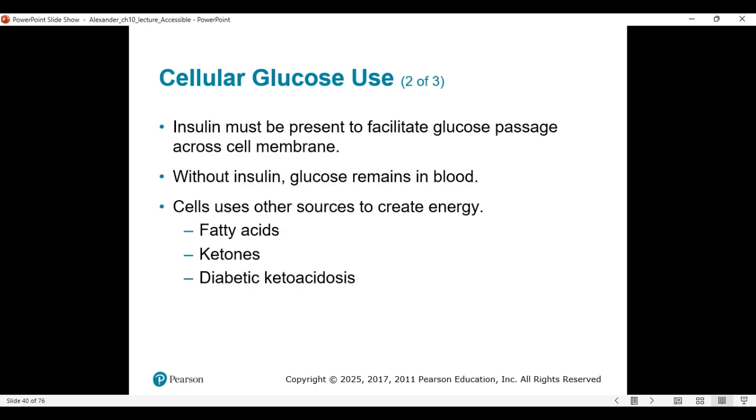Cellular glucose. Insulin. We talked about this. It's the gatekeeper or the key holder. Glucose cannot enter the cell on its own, so the insulin will facilitate this glucose passage across the cell membrane. And without insulin, glucose will remain in the blood. Without glucose, the cells will use different sources for energy, like fatty acids and ketones, and this ends up becoming diabetic ketoacidosis or DKA if they're using the fatty acids, which break down into ketones. And once we get an abundance of ketones, it turns into diabetic ketoacidosis.